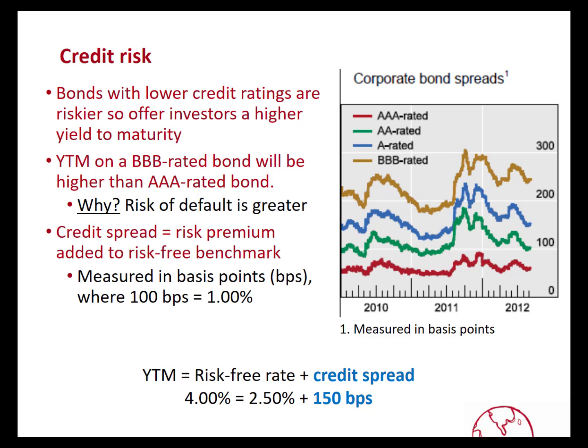So the way you would express this is you'd say the yield to maturity is the sum of a risk-free rate plus this credit spread or this credit premium. So for example, if the risk-free rate in a given maturity was 2.5%, and the company's bonds were trading at a spread of 150 basis points over the risk-free rate, then that means that the yield to maturity on the company's bonds is 4%, 2.5 plus 1.5.